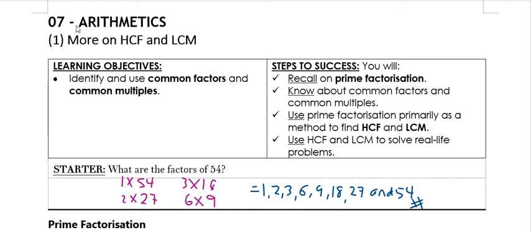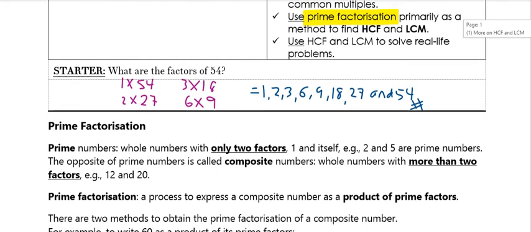So this is another chapter regarding arithmetic. Arithmetic is basically just mathematical calculation involving numbers. Today we'll focus on how to do HCF and LCM by primarily using prime factorization. Just highlight the word prime factorization. You will really use this to answer questions regarding prime factorization.